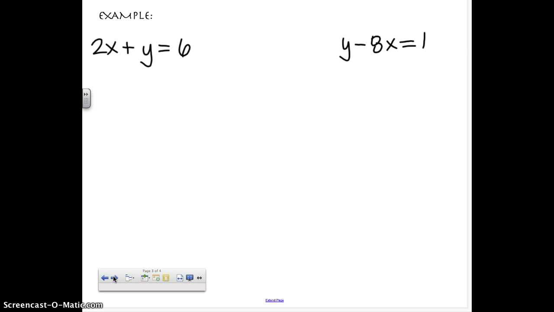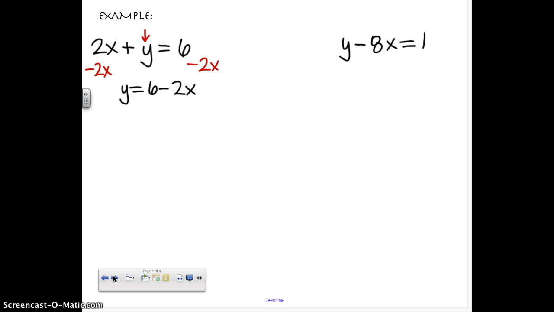Okay? If I look right at that first equation, my first thought is, look at this y right here. It's got a coefficient of 1. I'm going to solve for that. So I'm going to subtract 2x. Okay? Y equals 6 minus 2x. So I have solved one equation for one variable.